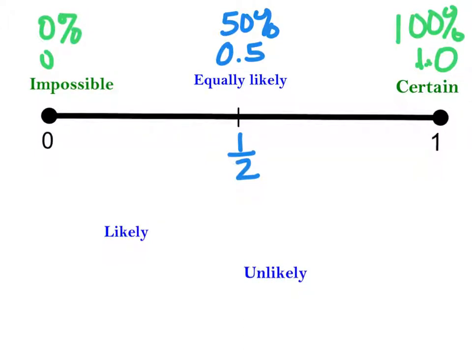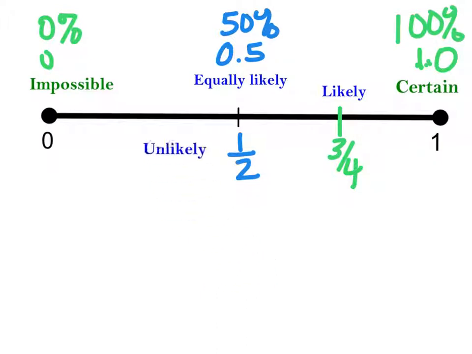All right, now there are 2 other words that we're going to fill in. One is likely. Likely means it's over half, more than half of a chance. So it would be somewhere over here, maybe like 3/4. That's pretty likely. 5/6, something close to certain.